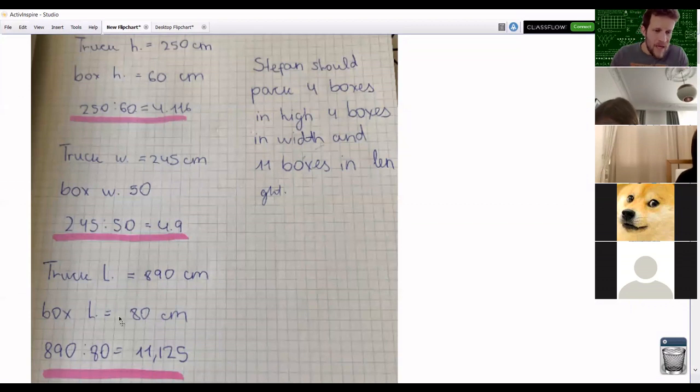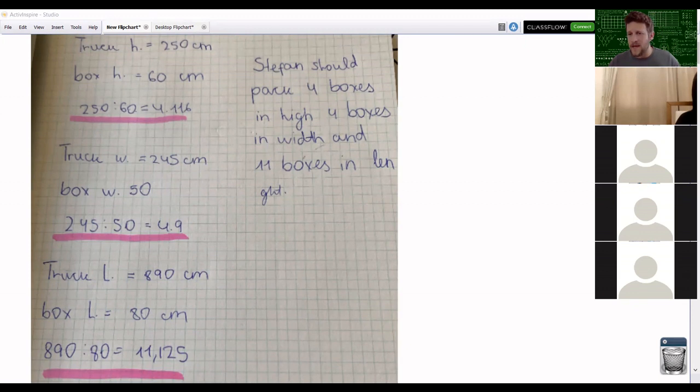But this person chose 60 is going to be the height, 50 is going to be the width, 80 is going to be the length. And I can see the way they put it, they told Stefan he should pack 4 boxes in high, 4 boxes in wide, and 11 boxes in length. That's sensible. I totally get this argument. I want you guys to follow that same link. And I just want to know, if you were Stefan, would you know how to pack the truck?